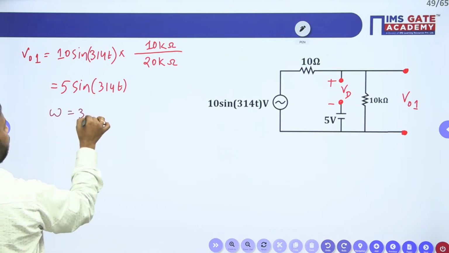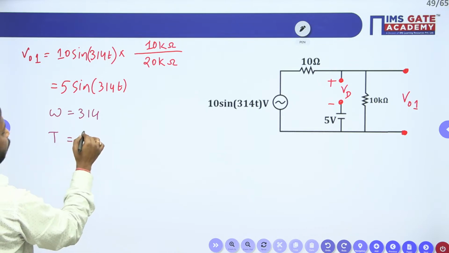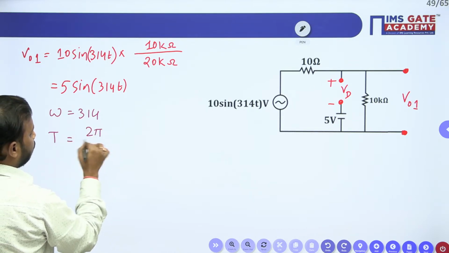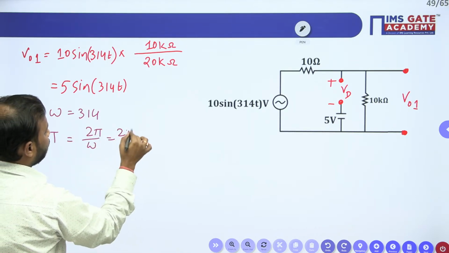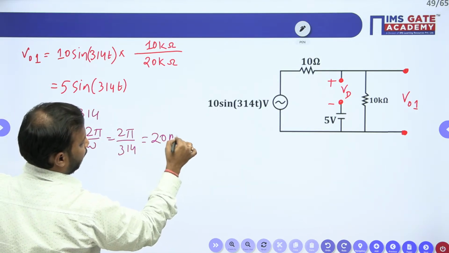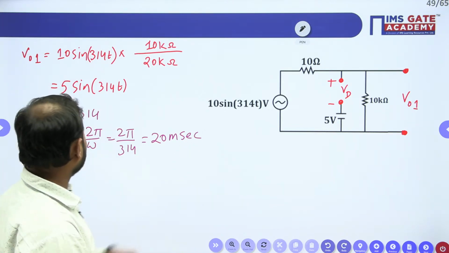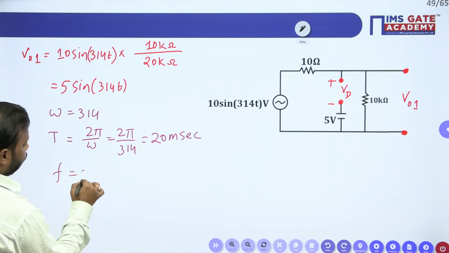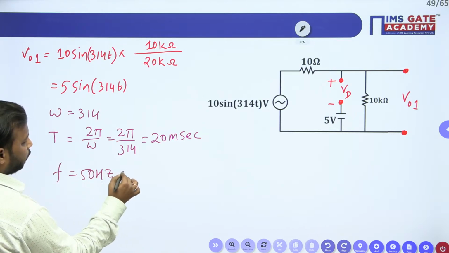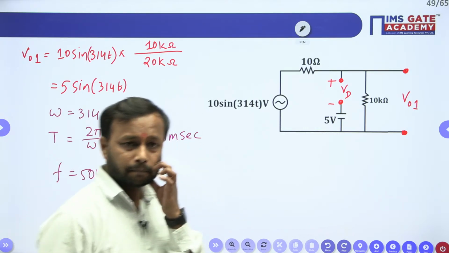Omega is 314. So if you find the time period for this, the time period will be 2 pi by omega, so 2 pi by 314. This will be equal to 20 milliseconds. Or you can say the frequency is 50 hertz, which is 1 upon T. Done? Am I clear?